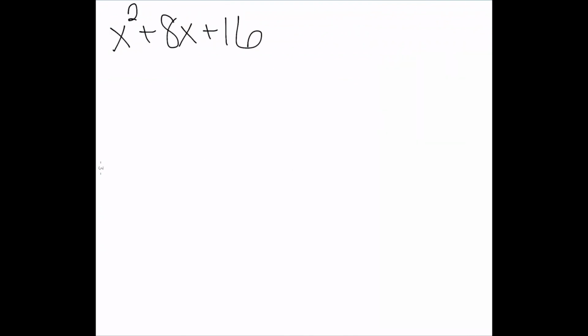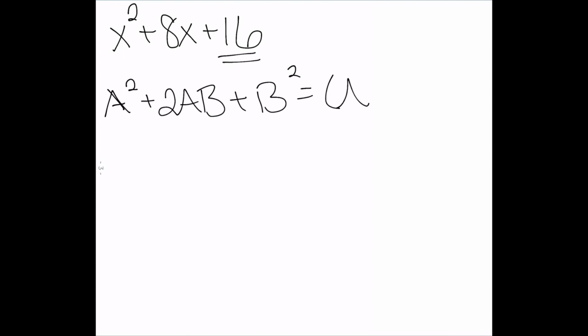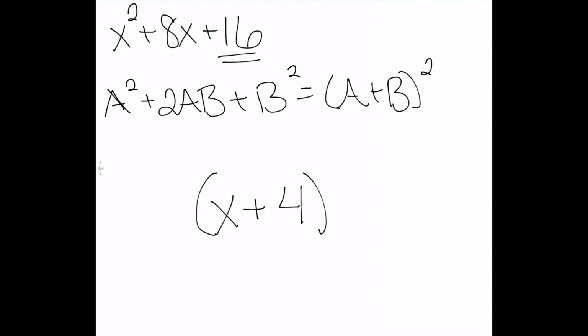The next example, x squared plus 8x plus 16. These are the ones that are the hardest to recognize, the perfect squares. The key is to realize that this number right here is a perfect square. It is 4 squared. This formula said a squared plus 2ab plus b squared is a plus b squared. So when I factor this, in this case my a is x and my b is 4, since 4 squared is 16.